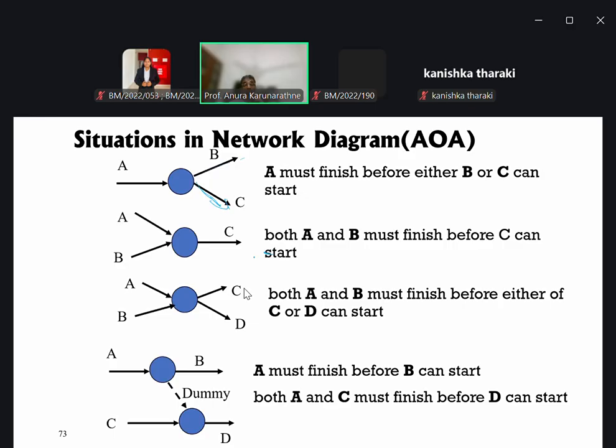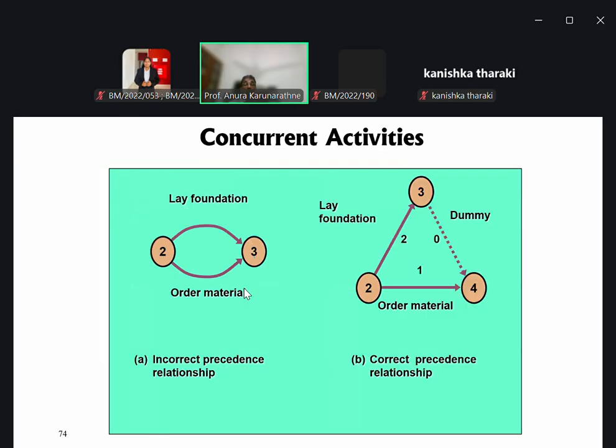If we have this kind of complex situation, we can go for the dummy activity as mentioned previously. Here, this is not allowed. This is an incorrect precedence relationship. This is the correct one. Correct precedence: we will use the dummy activity with zero time. So we can go with this particular method under the AOA method.